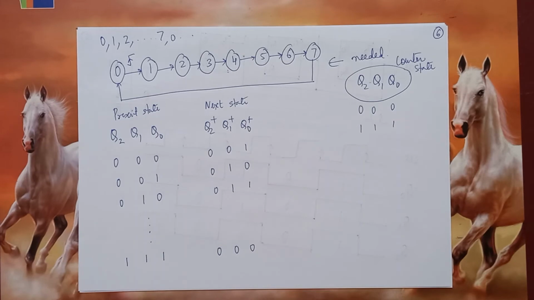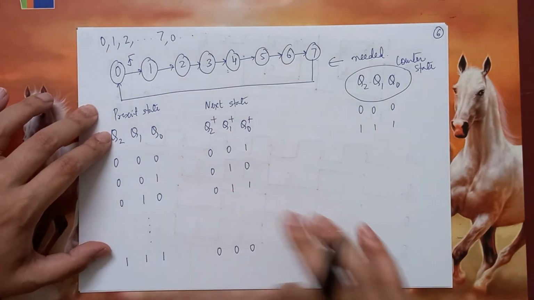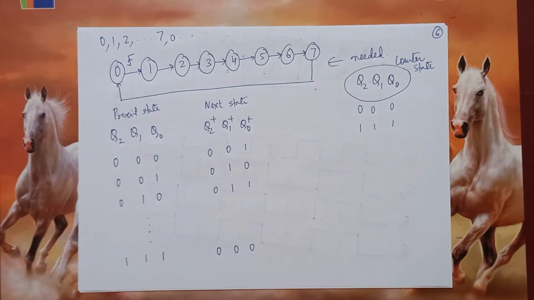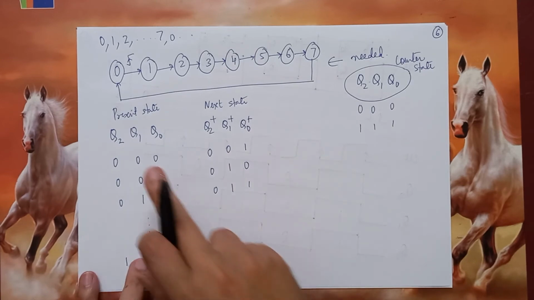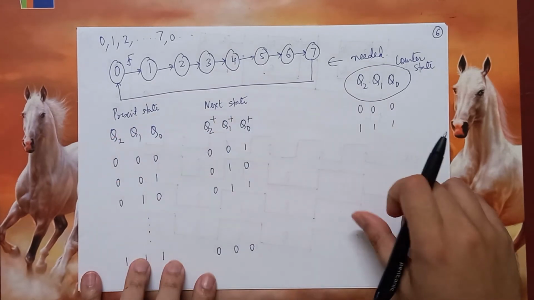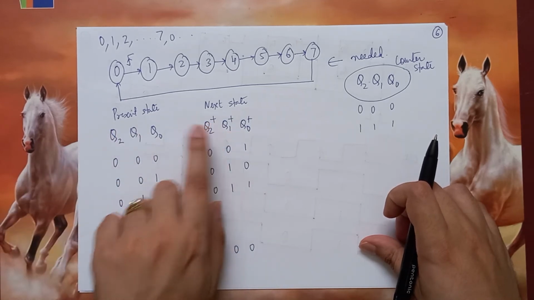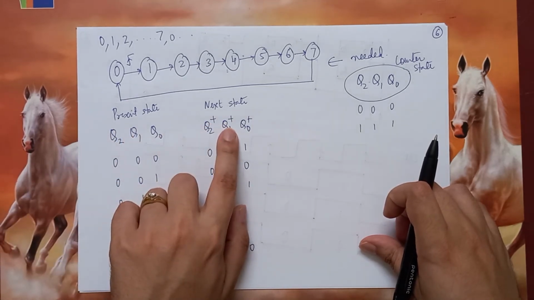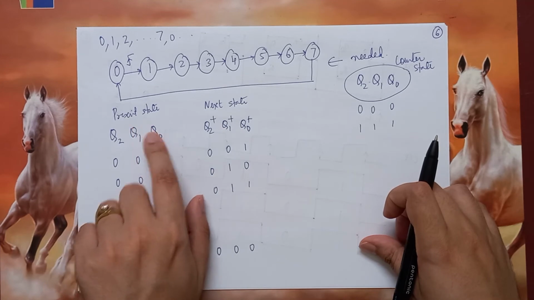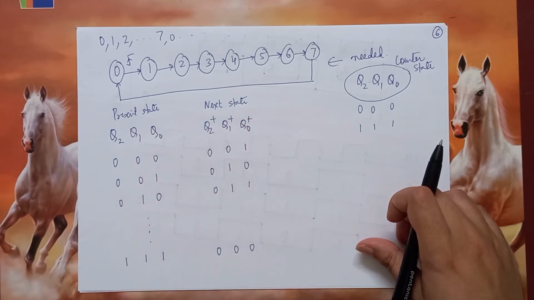Now, have we achieved anything by writing it this way? Let us look at individual bits. Let's look at Q2 first. I know what is Q2. I know what is Q2 plus. I know what is Q1. I know what is Q1 plus. I know what is Q0 and I know what is Q0 plus.